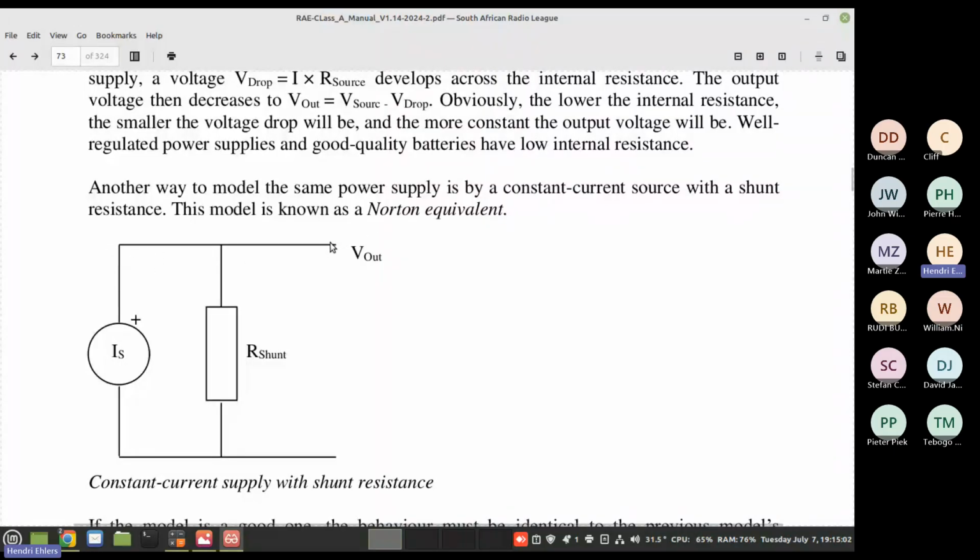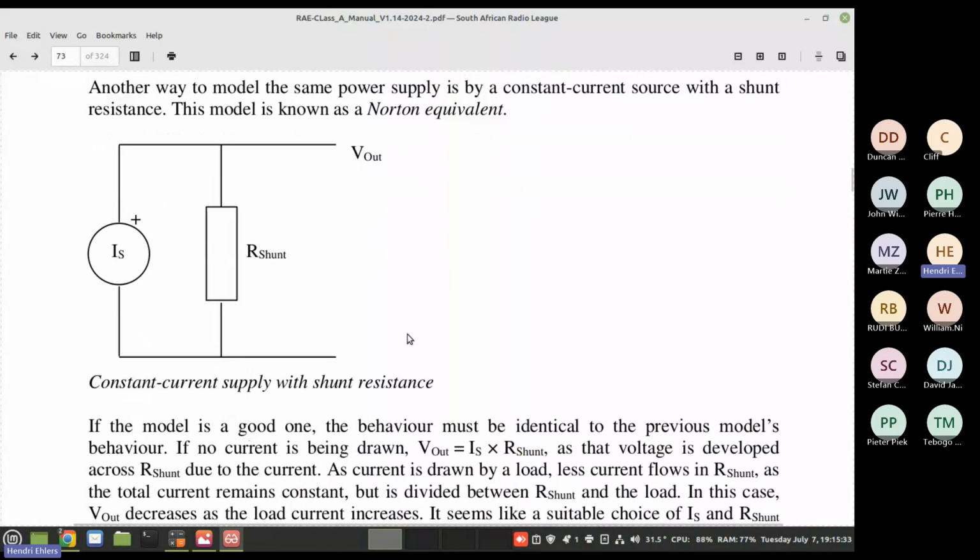You need to know that they can use this type of power supply, but please don't ever try and design something like this. It will be very inefficient. There's new technology, or well, new technology is relative, but they've got intelligent regulators these days that can regulate voltages very, very effectively.